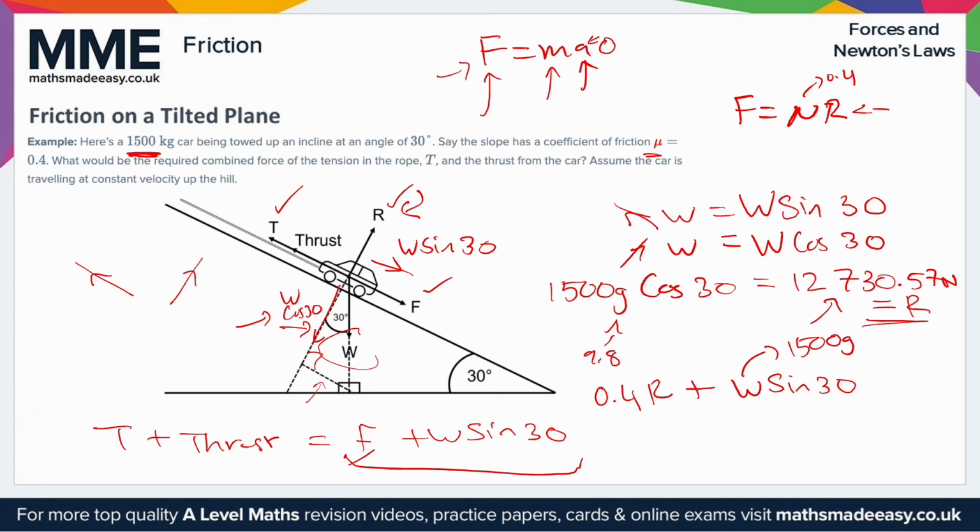Okay, so how would we work this out? Well, this will work out to be 12,442.23 newtons. Okay, so remember as well, this is F max here. The reason that it's F max is because it's limiting, the car's not accelerating.